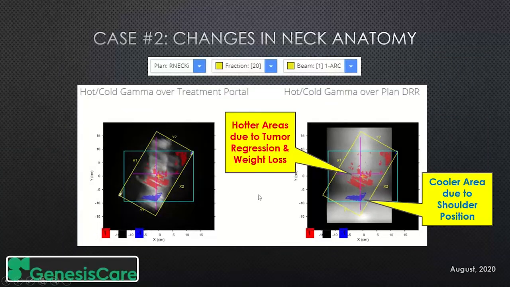These are images similar to the previous patient, but in this case, we see both blue pixels and red pixels. This is fraction 20, arc 1. The blue pixels are in the area of the shoulder, and sometimes if the shoulder position is not the same as it was during the original CT sim and planning, you can have some additional attenuation. So those are cold spots in the area, probably due to the shoulder. The red pixels are hot spots, most likely due to tumor regression and/or weight loss.